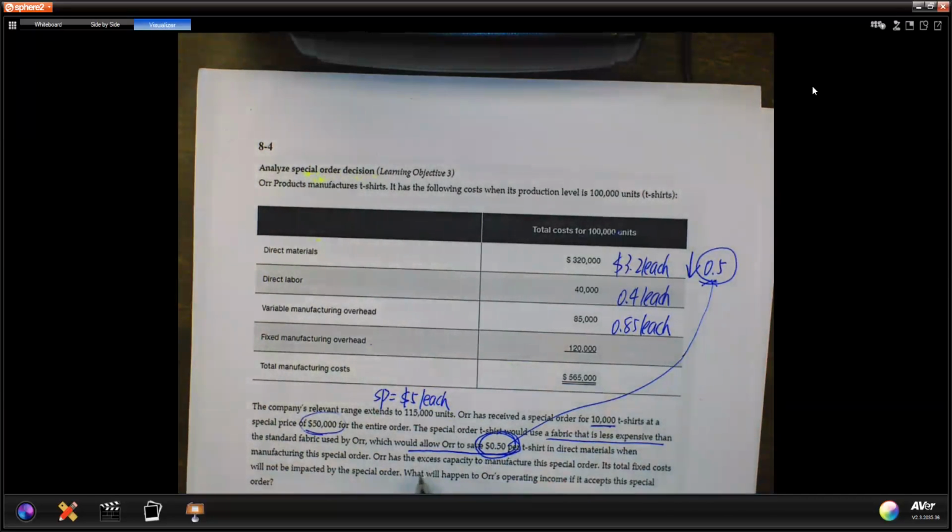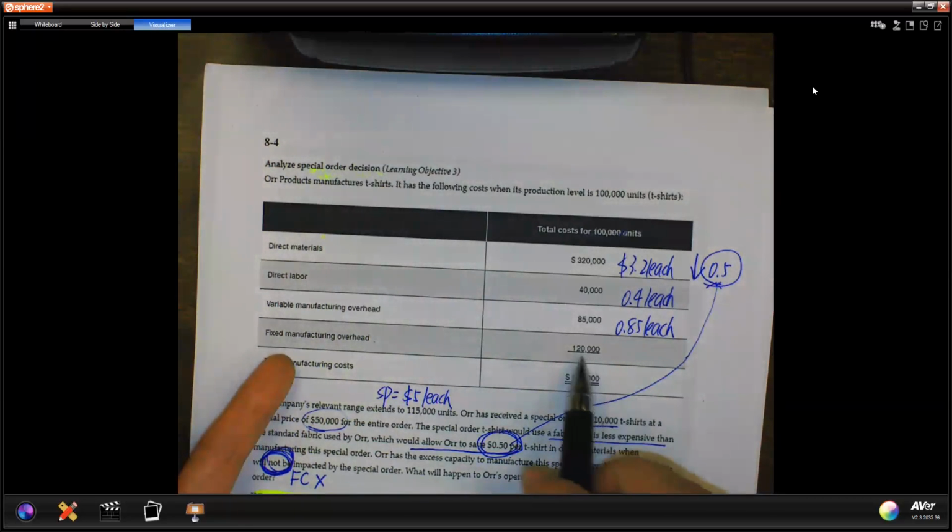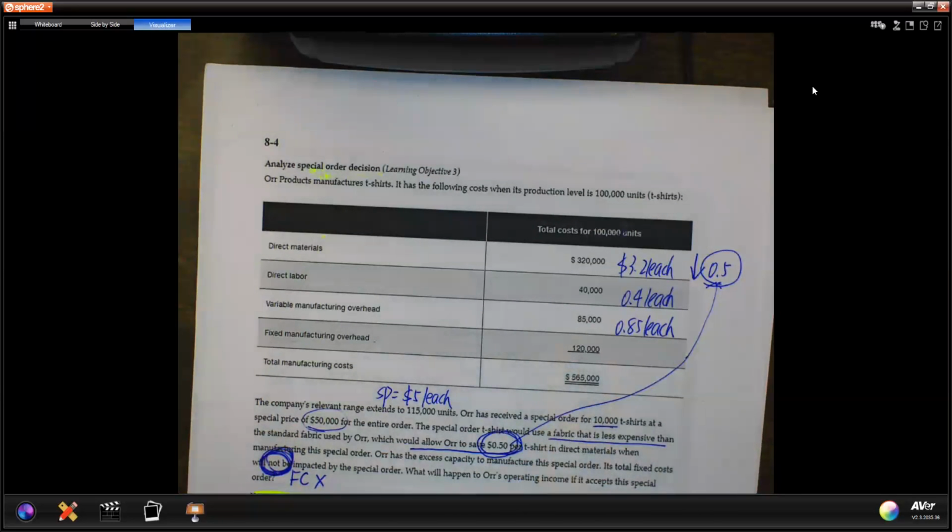Okay, that's all. You have the excess capacity. So your total fixed cost will not be affected, which means it will not be different. It will still be the same. If you don't take the order, you pay 120,000. If you take the order, you still pay 120,000. So there is no difference for the fixed manufacturing cost, which means it will not be relevant. Okay. What will happen to your operating income if you take the special order?